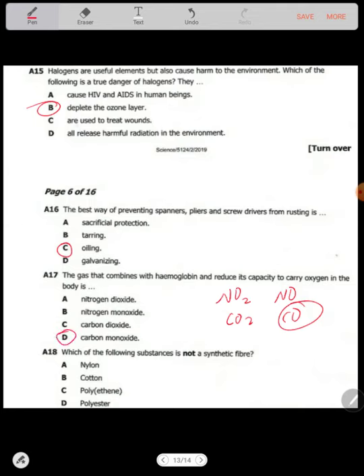Which of the following substances is not a synthetic fiber? Which one is not a synthetic fiber? Anything which is synthetic means it's man-made. Now, which one is not? Nylon. Nylon is synthetic. Cotton? Is cotton a synthetic? Polyethylene is synthetic. Polyester, all these are synthetic. The only thing which is natural here is cotton.